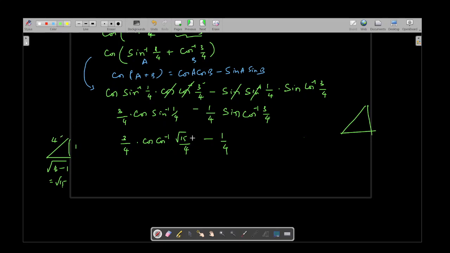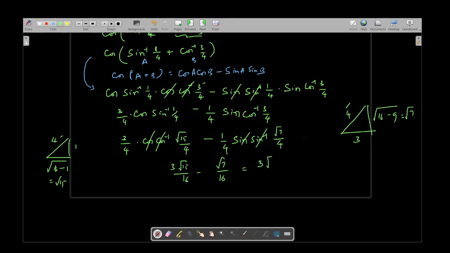You cannot use this triangle. Cos is adjacent side 3, hypotenuse 4. This value is square root of hypotenuse square 16 minus square of this 9, which is square root of 7. So sine inverse, I want sine inverse, which is root 7 by 4. So I can cancel cos and cos inverse, sine and sine inverse. So I'll get 3 root 15 by 16 minus root 7 by 16. So the answer is 3 root 15 minus root 7 divided by 16.